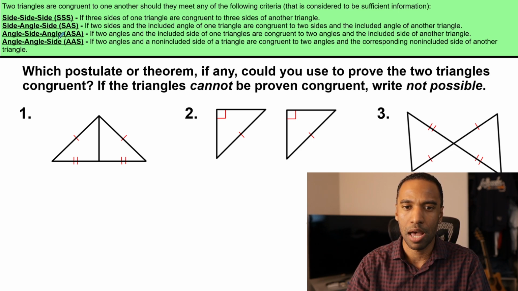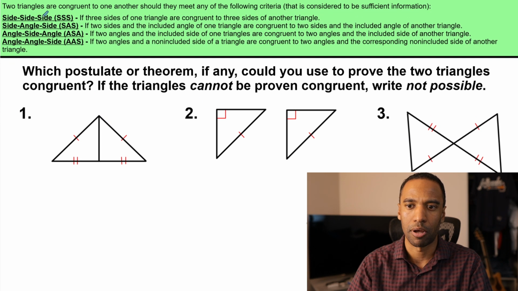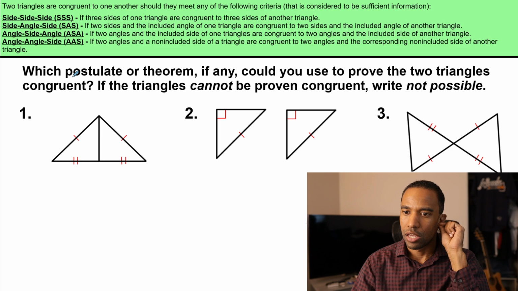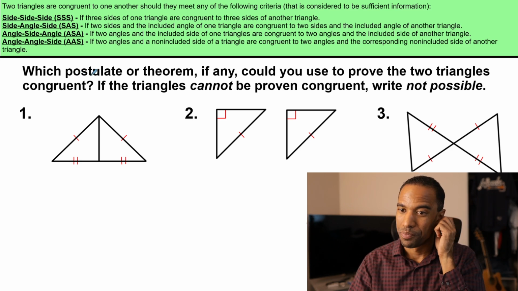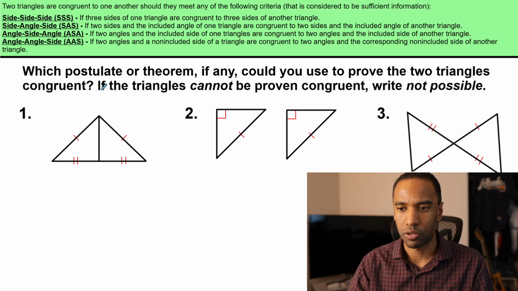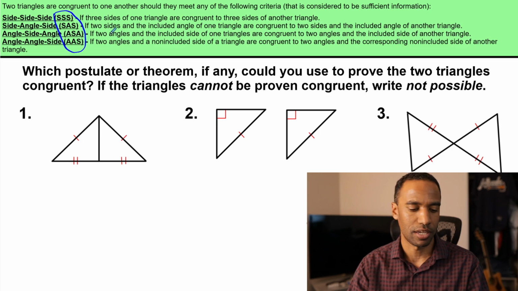Now, these will be up top as well, but as you notice, sometimes I have to scroll up and down to see a figure in full. I apologize, but here's your side, side, side, side, angle, side, and angle, angle, side. Two triangles would be congruent here. Okay, 18 examples. Let's go. Which postulate or theorem, if any, could you use to prove the two triangles congruent? So can we use any of these four here?